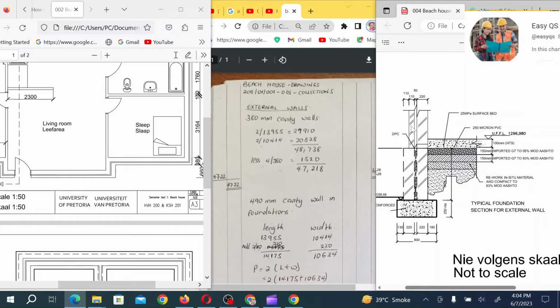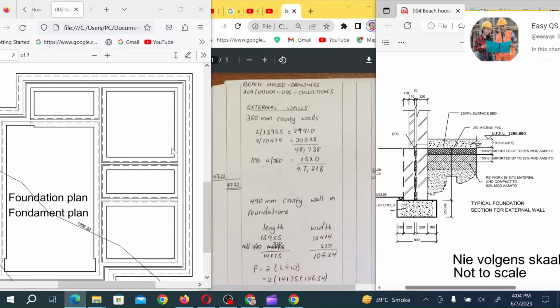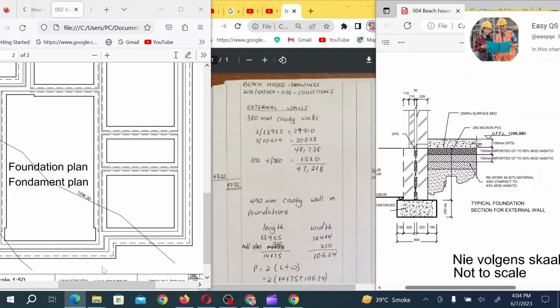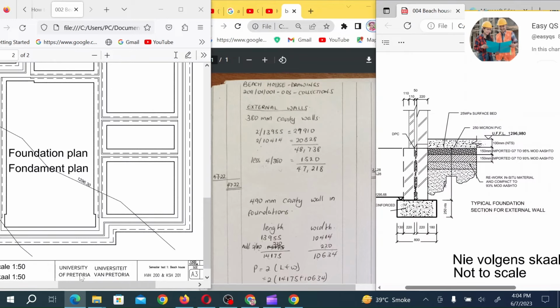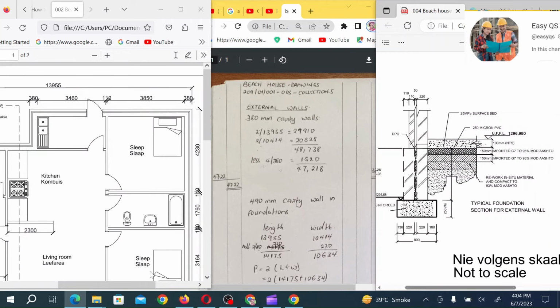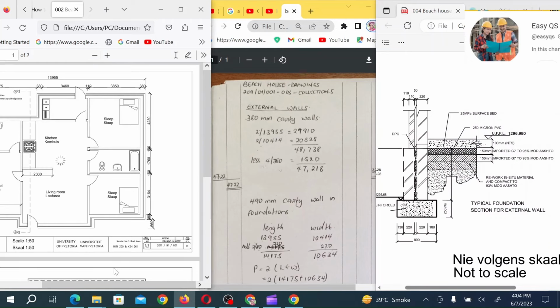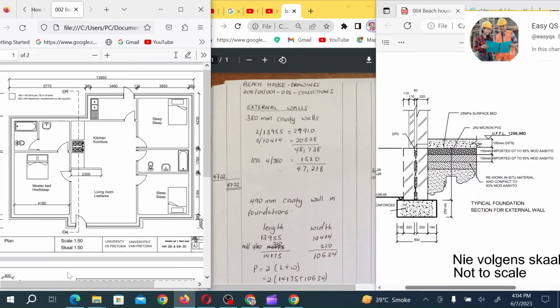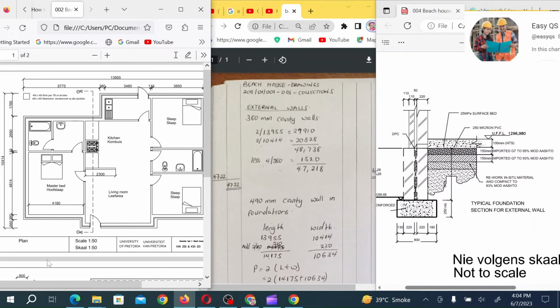Now for the 380 millimeters cavity wall here, we want to find the center line of this wall all around this house. You can see it's going all around. So how do we find that center line? First of all, we are given the dimensions here. From here to here at the end is 13,955. From here at the end to here at the end is 10,414. Then you are given these dimensions. The thickness of the wall is 380. Therefore, the inside wall is 110.